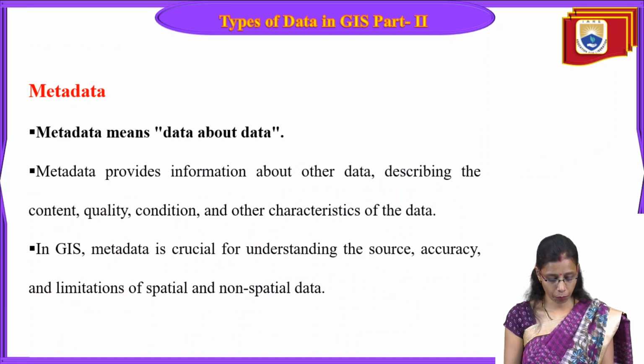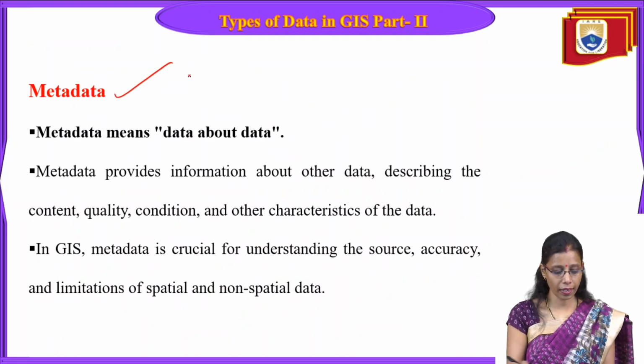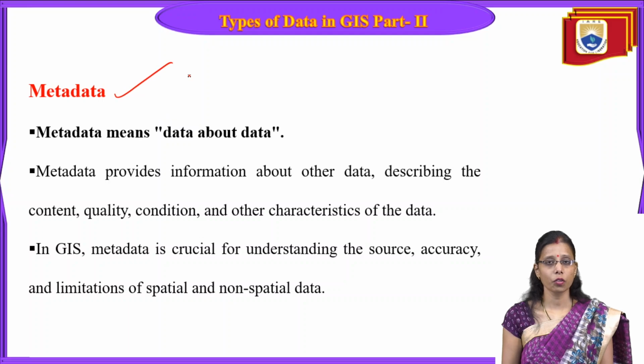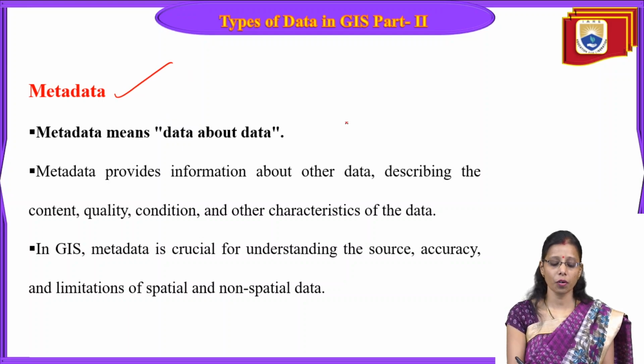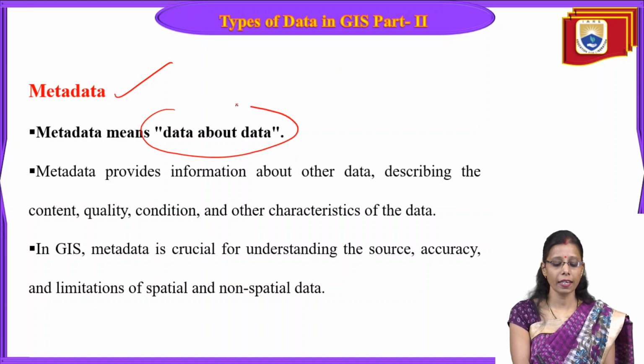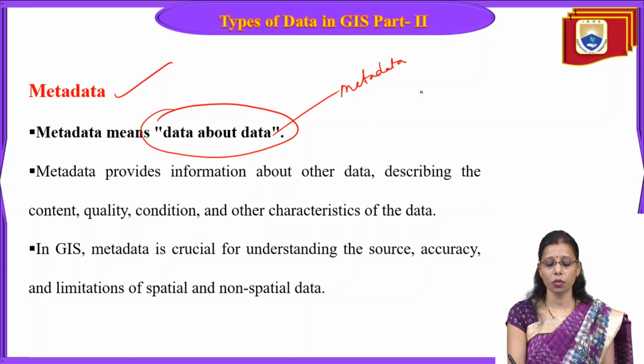Now there is one more type of data here in GIS. We call it metadata. So what is metadata? Metadata is the information about the data. So we generally call it data about data. Data about the data means, suppose the data is about an area. This is a village.